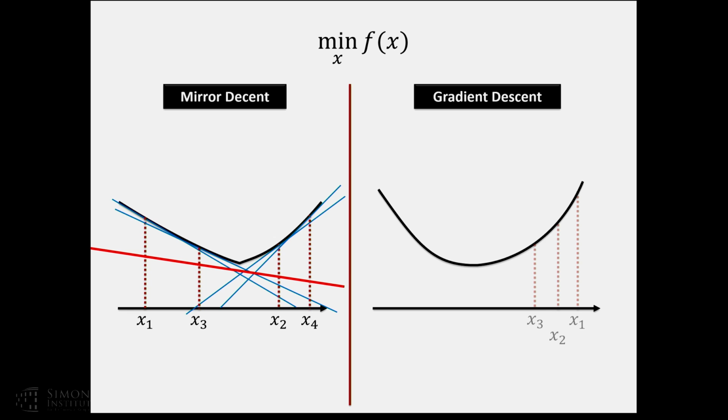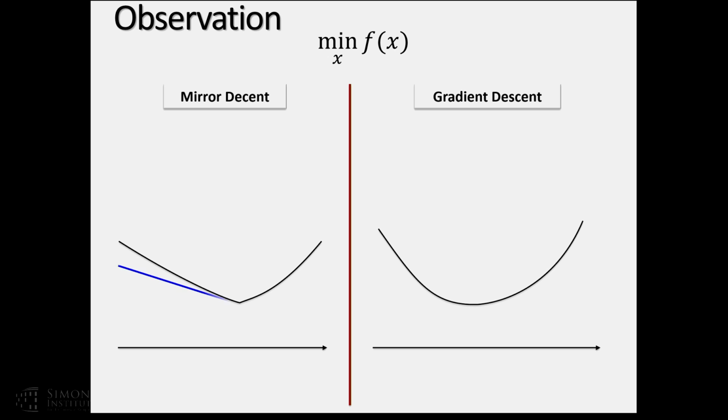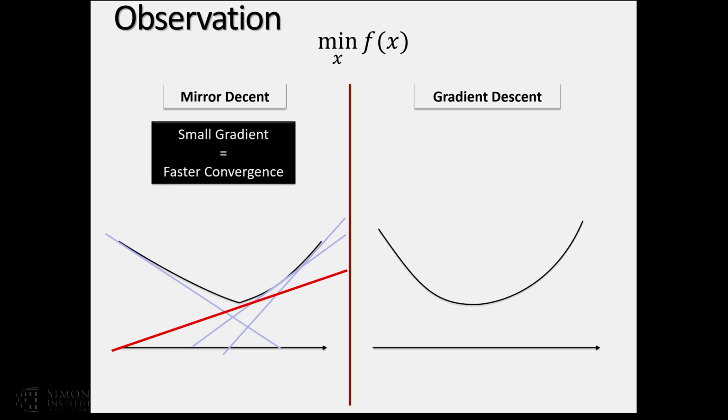So from the pictures, already we can make two very important observations. For mirror descent, if we keep receiving gradients that are flat, meaning that the norms are small, then it converges faster because it's easier for us to get a flat red hyperplane. To the contrary, if we keep getting something very steep, very large gradients, then it converges slower. If you ask me to use one sentence to summarize mirror descent, here it is: small gradient implies faster convergence.